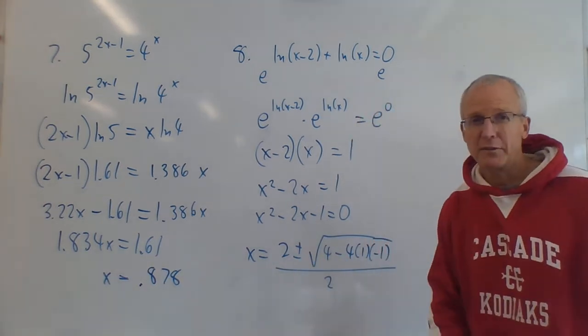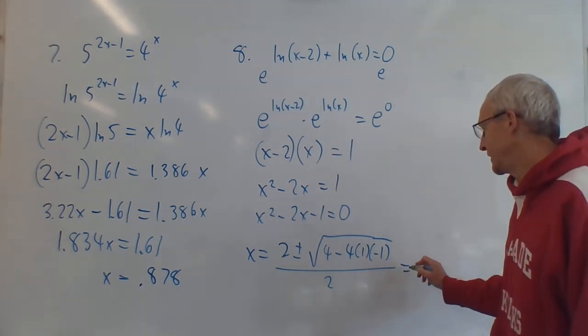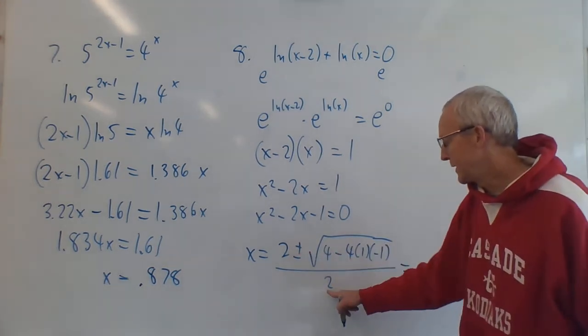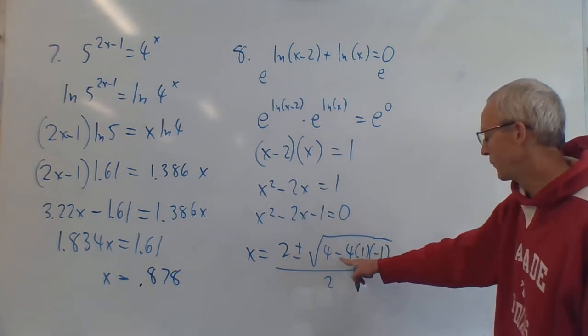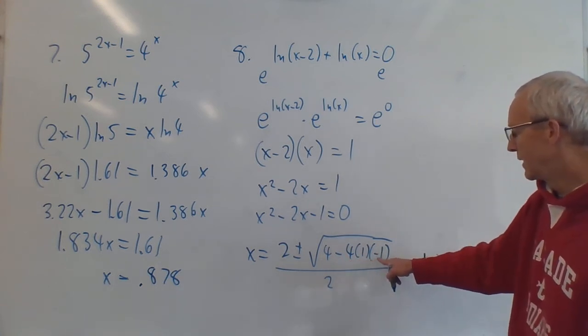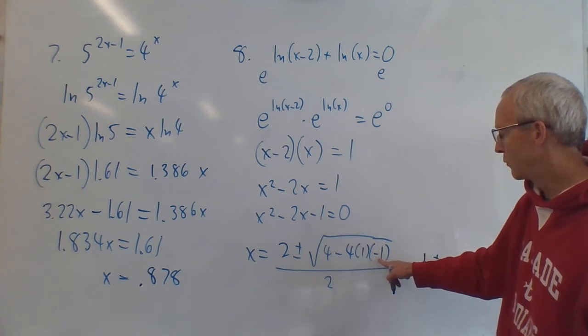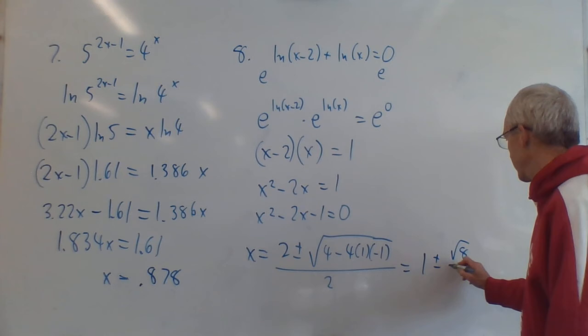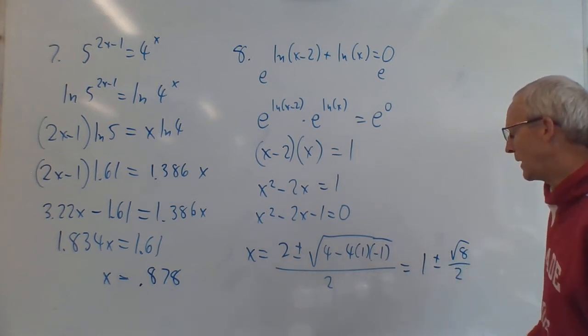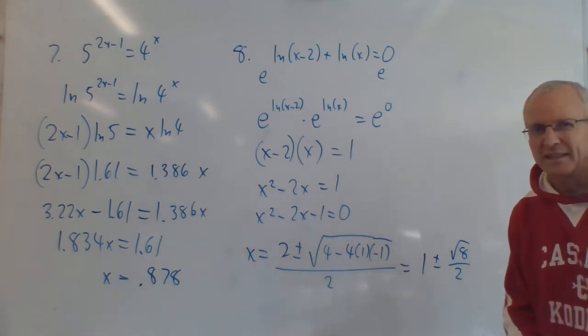These at least are pretty friendly numbers. Let's see. 2 divided by 2 is 1, so it'd be 1 plus or minus this square root of 4 minus negative 4, right? So these are all 1s, but negative 4 is 4 plus 4, so that's the square root of 8 divided by 2. So we can just leave that as the answer.